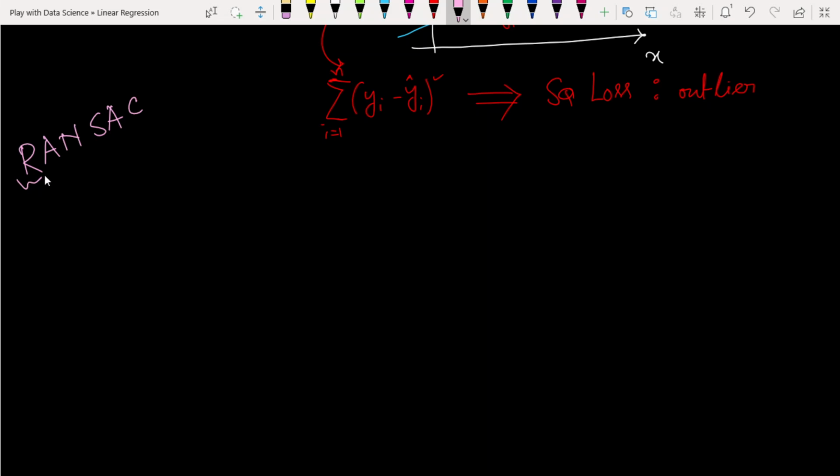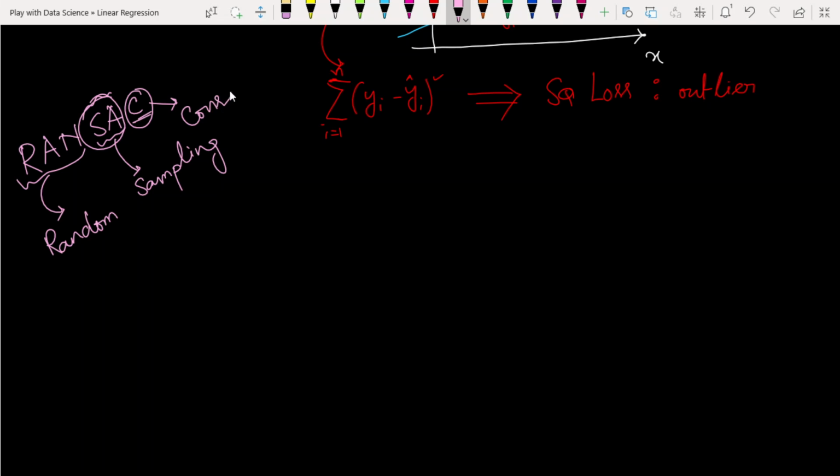RANSAC means what? RAN stands for random, SA stands for sampling, and C stands for consensus. So this is called random sample consensus.